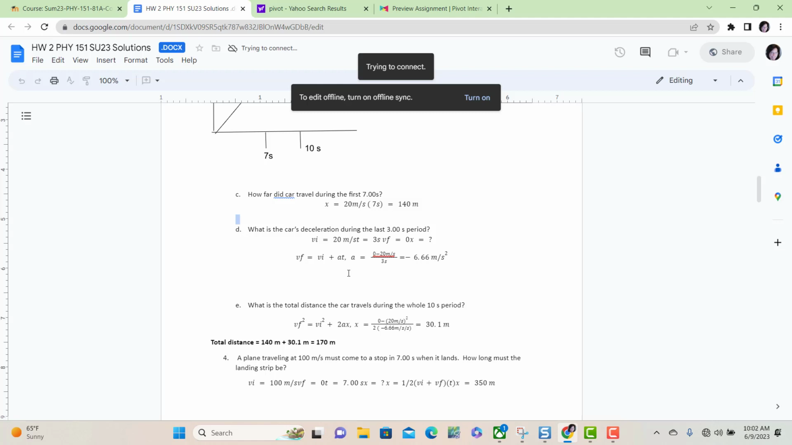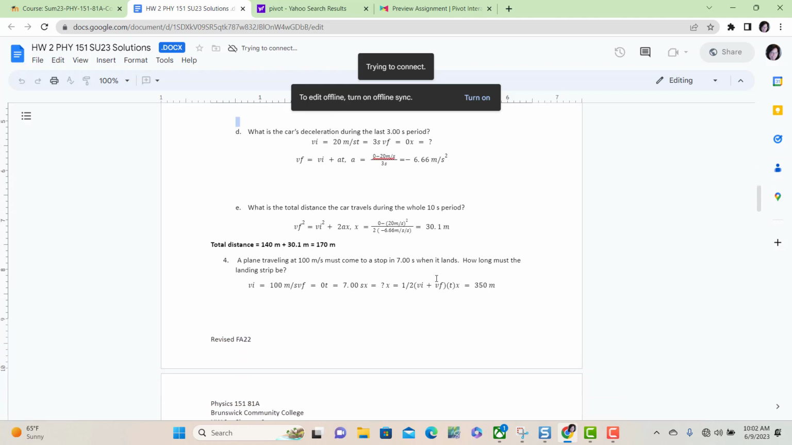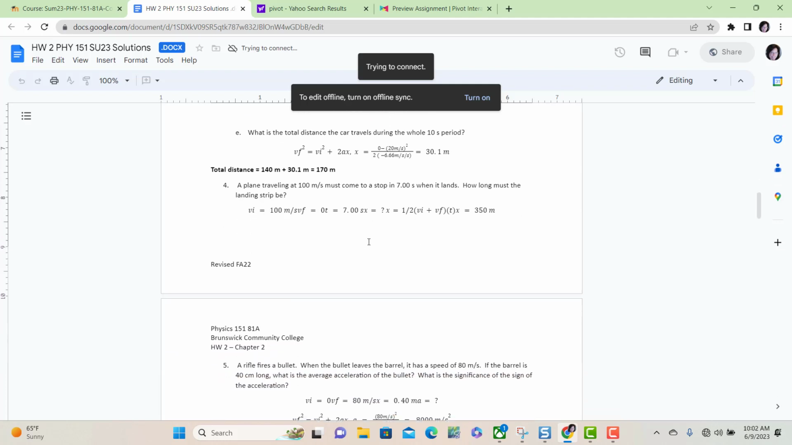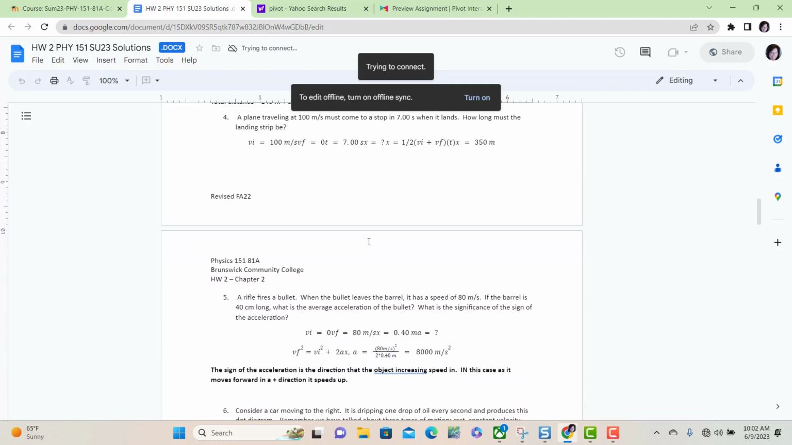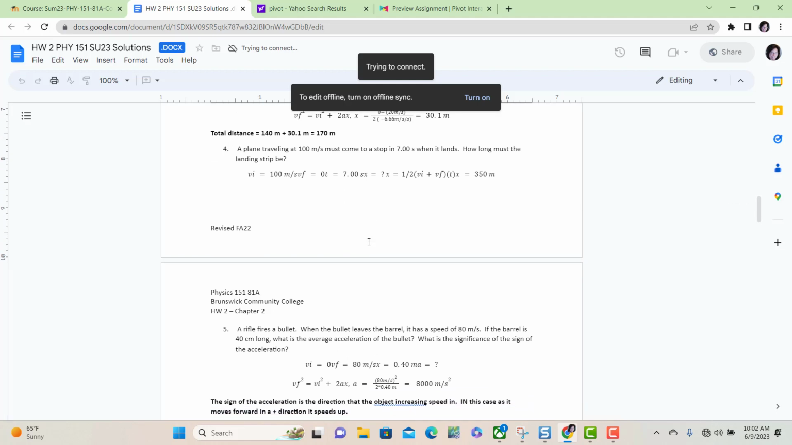Some of you did not do the math right, and you ended up with a positive 6.66. This thing is not speeding up over 3 seconds. It's coming to a stop. And then in E, you needed to find the distance that it traveled over those 3 seconds, which was 30 meters, and then add it to the 140 to get 170 meters. In 4 and 5, most of you did these correctly, and these were illustrated and done for you in lecture 5.